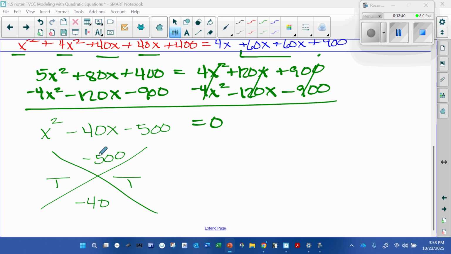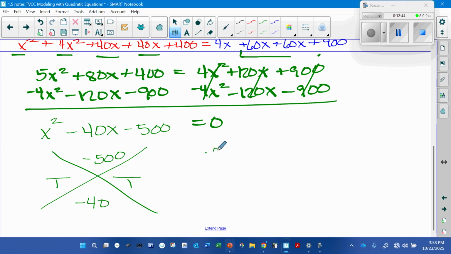So the numbers that are going to multiply together to give you 500: you've got 1 times 500, 2 times 250, 5 times 100, and you just start going through the list, and you'll get down to 10 times 50, because if I took 10 and subtracted 50, I would get negative 40. So 10 and negative 50.